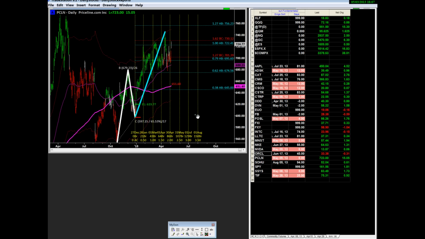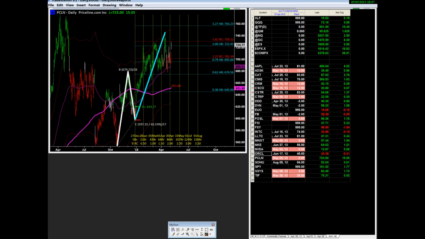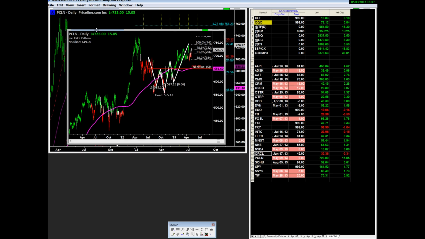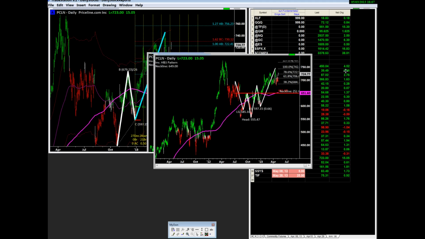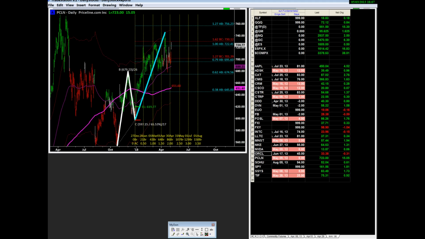I don't have a position in Priceline, but Priceline obviously has an ABC pattern. It also has quite a few other ones, like an inverse head and shoulders pattern, but it has a, let's see if I can show. Well, I can't show that pattern yet. It seems like there are two patterns, but it also has a Gartley pattern which is developing. Next time I'll try to post it on my website.